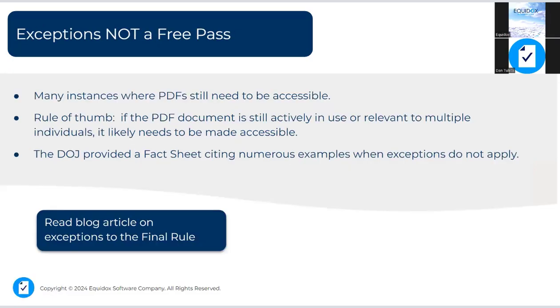So, exceptions are not a free pass. There are many instances where PDFs still need to be accessible. So the rule of thumb: if a PDF document is still actively in use or relevant to multiple individuals, it likely needs to be made accessible. And if it's your document, it's your responsibility to make sure that it's accessible. The Department of Justice has provided a fact sheet, which is again linked here, citing numerous examples when exceptions do not apply.